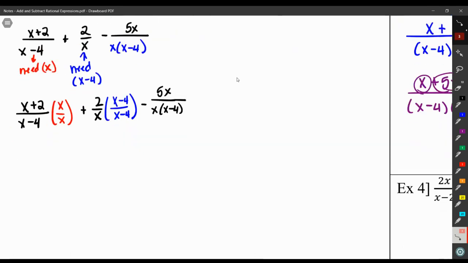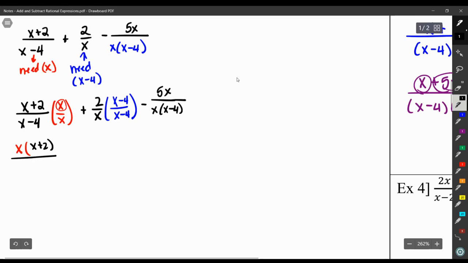Now let's go through it and multiply out. And again, I'm going to write it without multiplying first. So we're going to do x plus 2 times an x. But since x is just a single term, I'm going to put the x in the front. So it's x times x plus 2 over, then we're still going to multiply x, because it's a single term, I'm going to leave it in the front, times x minus 4. So that is our new first fraction.